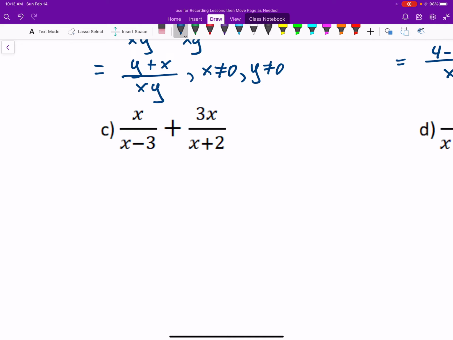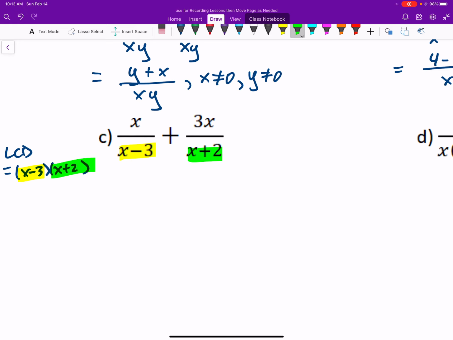Here's one where we've got binomials on the bottom. And remember, we have to take them as a whole unit. This x minus 3 is taken as a unit. It's a binomial. And x plus 2 is another whole unit. We have to take that as a single unit. So my lowest common denominator in this case is going to be just multiplying these two together. x minus 3 times x plus 2. This is my lowest common denominator here.